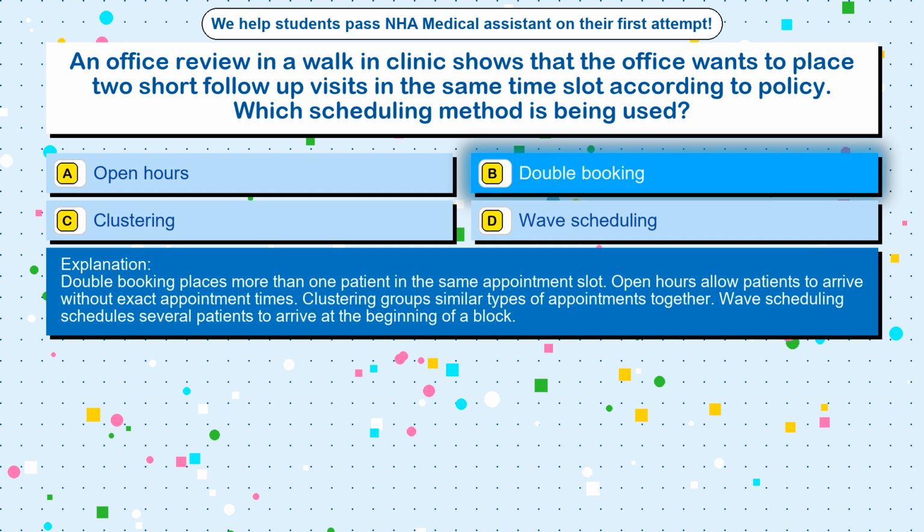Double booking places more than one patient in the same appointment slot. Open hours allow patients to arrive without exact appointment times. Clustering groups similar types of appointments together. Wave scheduling schedules several patients to arrive at the beginning of a block.